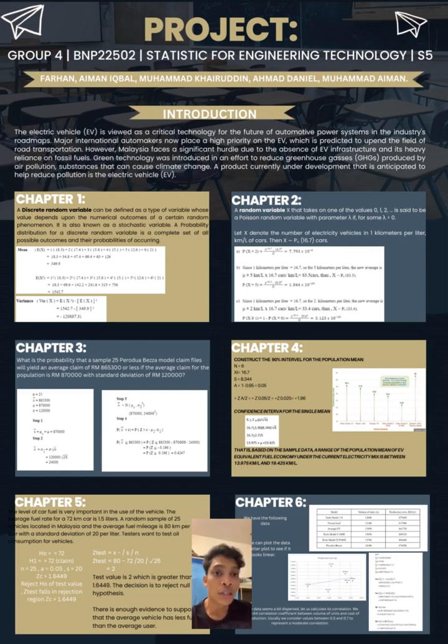For question 1, find the probability of exactly two illustrative vehicles in 1 kilometer per liter of car. We got the answer 7.793 multiplied by 10 power of negative 6. For question 2, find the probability of 5 electricity vehicles in 5 km per liter of car, and the answer we got is 1.844 multiplied by 10 power of negative 29.